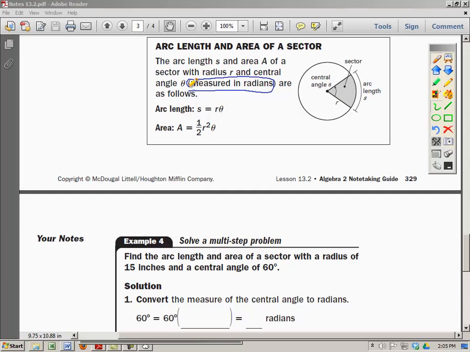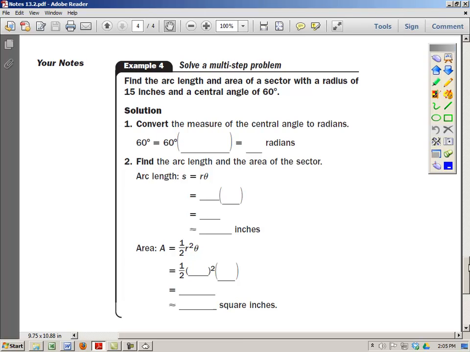The length of the arc is simply r times theta, where theta is the measure of the central angle created by the two radii. Now again, arc length is the distance along the circle from here to here. All right? The area of the sector is the area of that piece of pie, and that's 1/2 times the radius squared times theta. All right, so let's take a look at example 4.